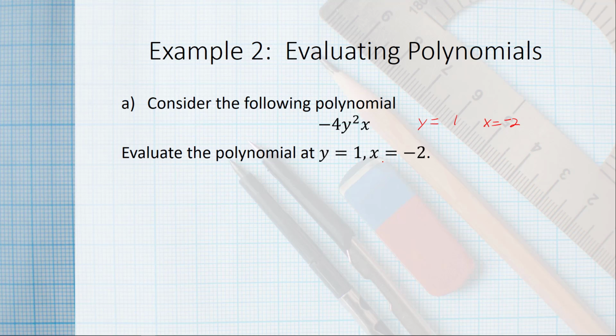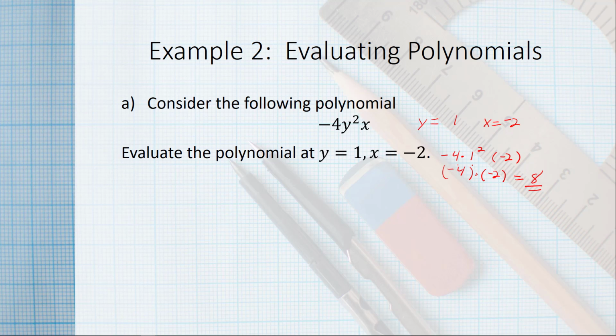So what do we do? Well, we substitute 1 for y and negative 2 for x. And that will give us negative 4 times 1 squared times negative 2. Well, 1 squared is just 1, so this becomes negative 4 times negative 2, which will be equal to positive 8. So this will be evaluated to positive 8 for this particular case.